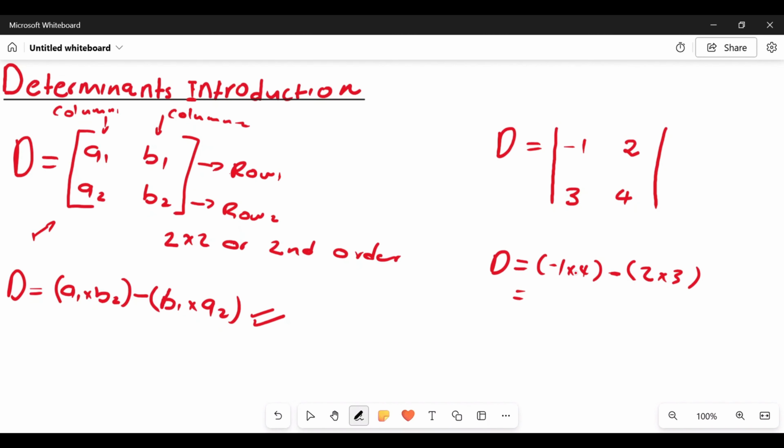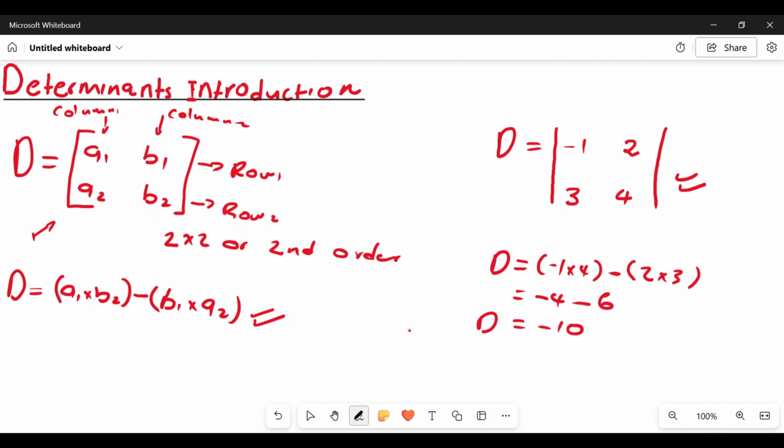Now, if you continue here, this is going to give us -4, the first bracket, and the second bracket is going to give us -6. When you add them together, this is going to give us negative 10. So basically, this is our determinant for this square matrix here. I hope you are able to understand how we got to this.